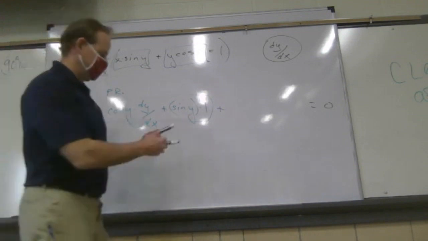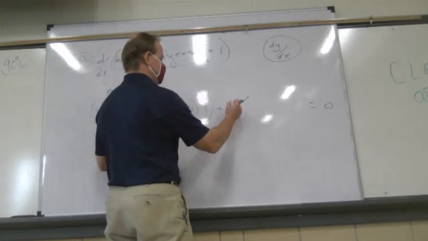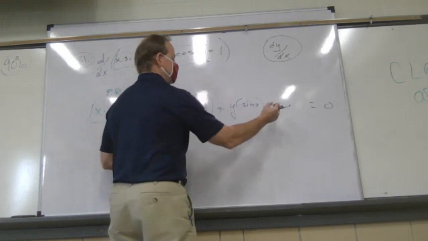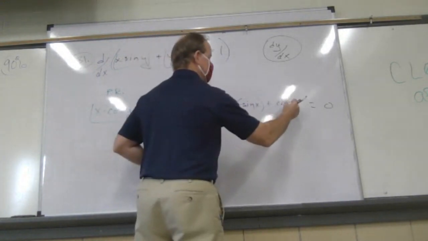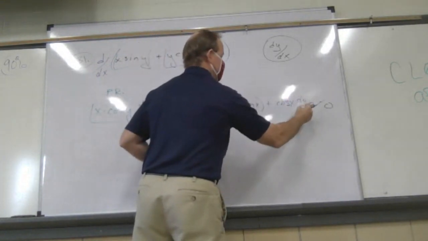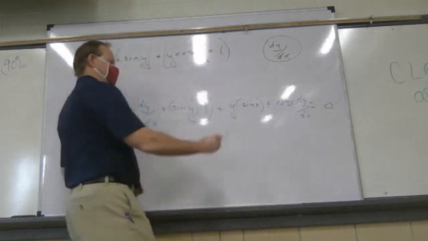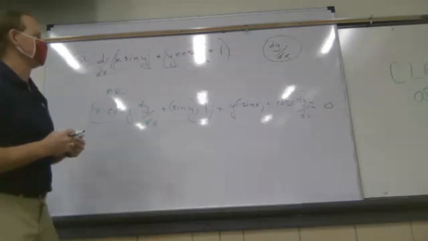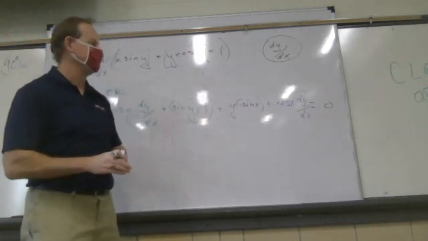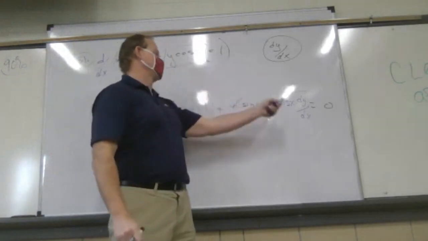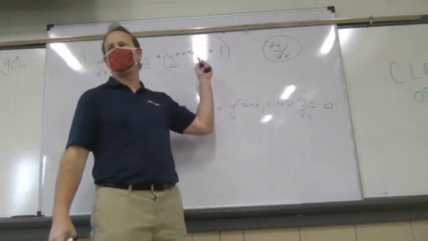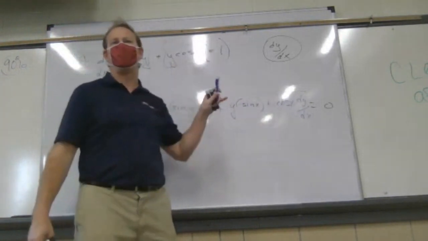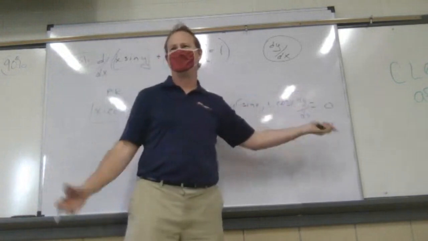What do you got? y times minus sine x plus cosine x times dy/dx equals 0, right? So we get this: y times the first one times the derivative of the second one, y times minus sine x. Of course, that's in terms of x, so it's fine. Plus cosine of the second one times the derivative of the first one. The derivative of the first one, you act like it's okay, is 1, and then attach a dy/dx. In other words, the derivative of y with respect to x is what? dy/dx.